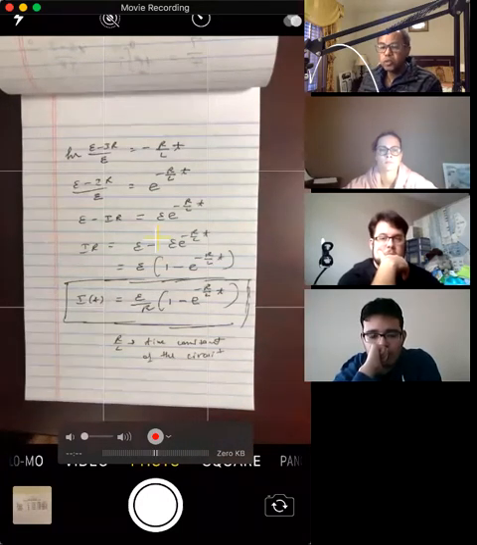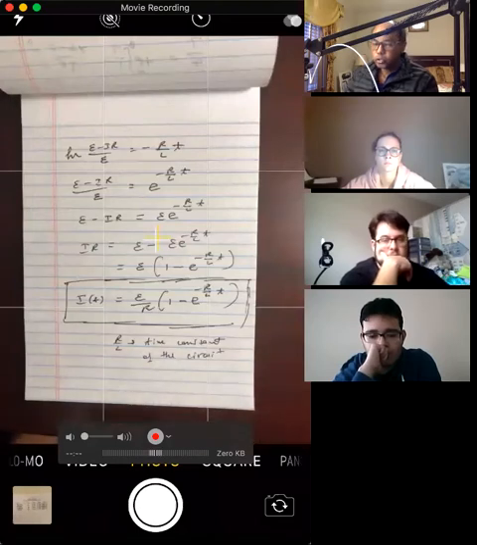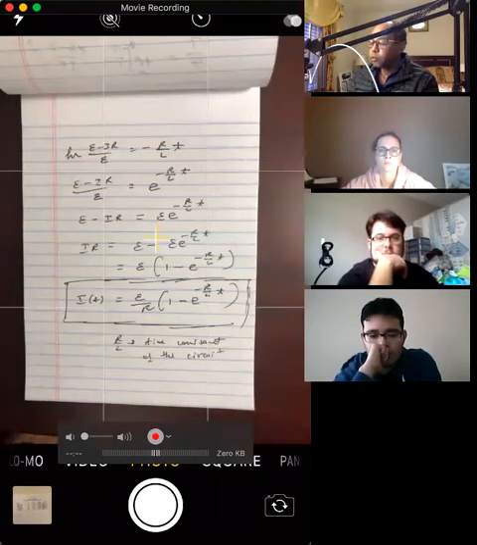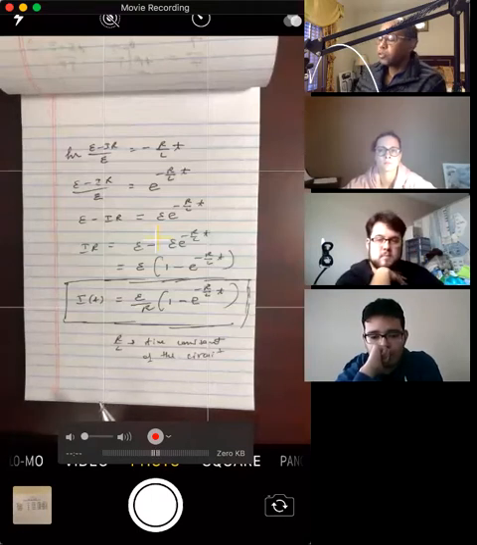Does it go slow? Does it go fast? If it's a large number, it goes to a steady state very fast. If it is a small number, it goes very slowly to a steady state. So it's very important for designers. It's called the time constant of the circuit.